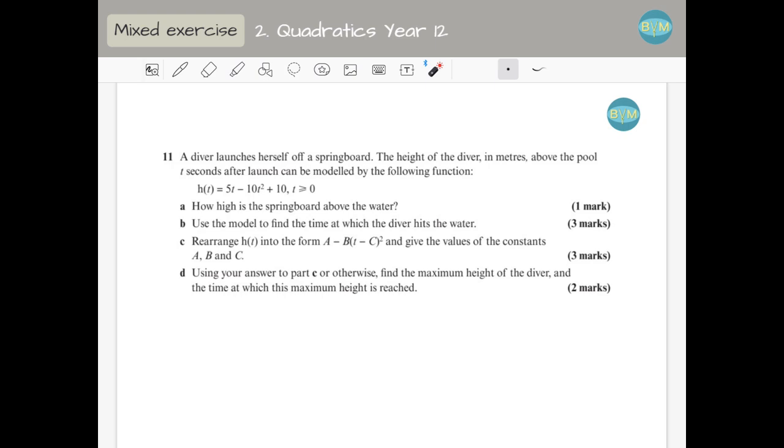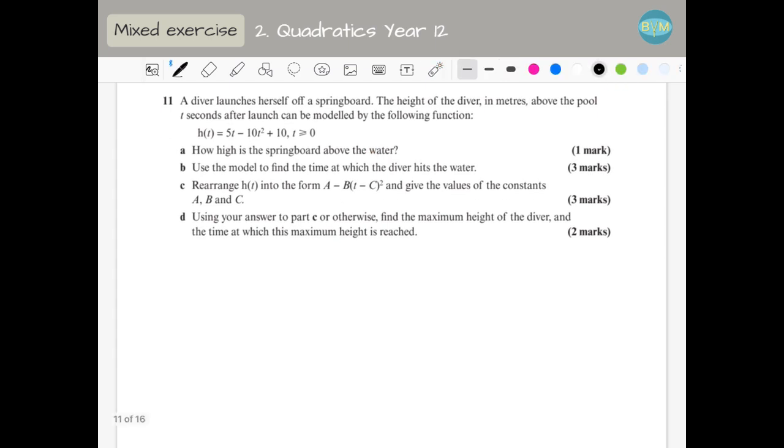Hello, this is question 11 on your mix exercise 2 from year 12. You have a modeling question with quadratics. A diver launches herself off a springboard. The height of the diver in meters above the pool t seconds after launch can be modeled with this function, which is a quadratic. How high is the springboard above the water?